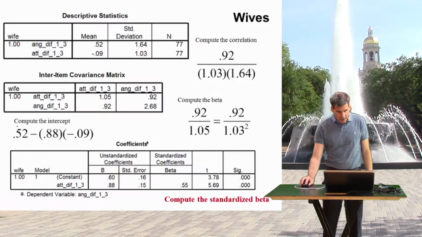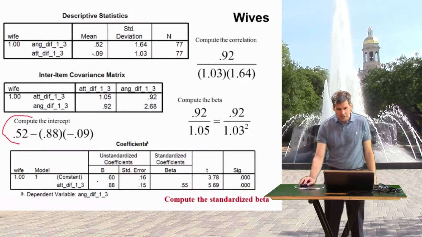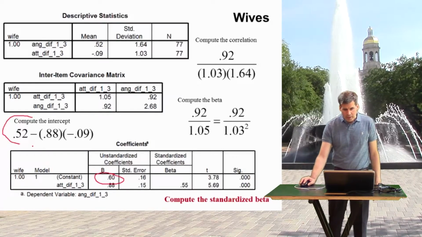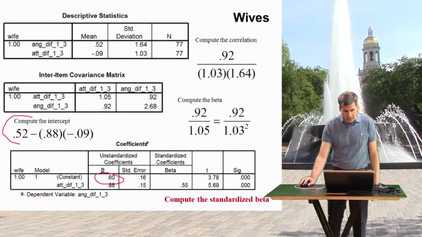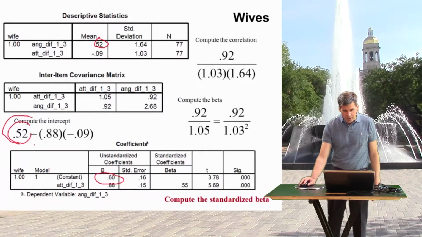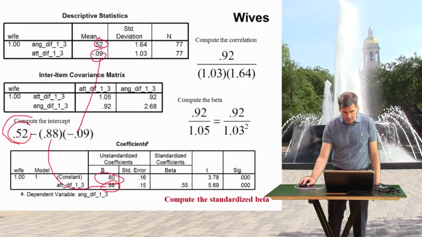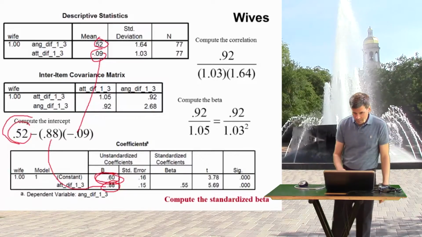What else? Let's see, I can also ask you to calculate the intercept. What is the intercept? We see down here our intercept, or what SPSS calls a constant, is 0.60. The first thing I need to do is get the mean of Y. The mean of Y is 0.52 minus my slope, 0.88, times the mean of X, and that will give us our intercept, which is 0.60.